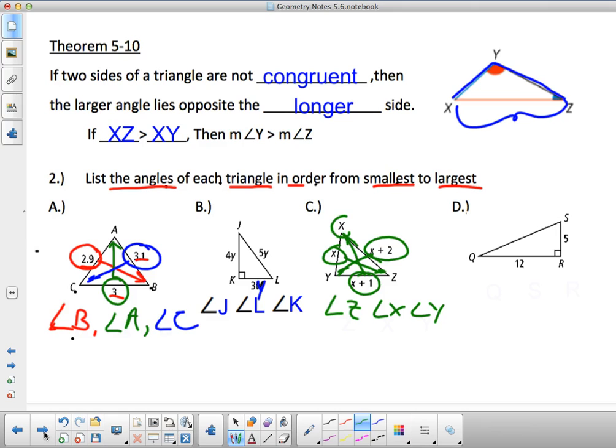Are you okay with my order and what I'm doing and how I found things? Okay, now's the time to ask, because this is what we're doing today. We're ordering things. Last one.